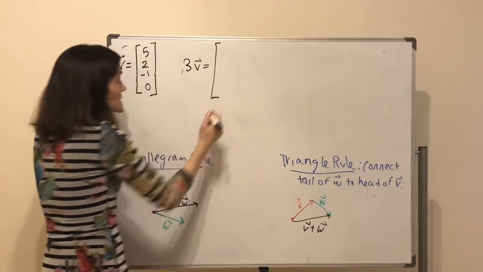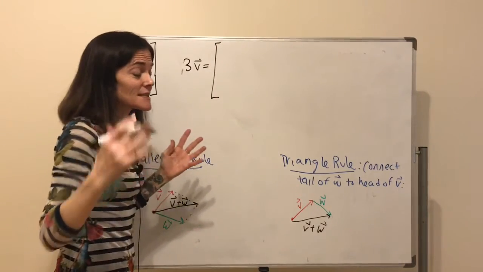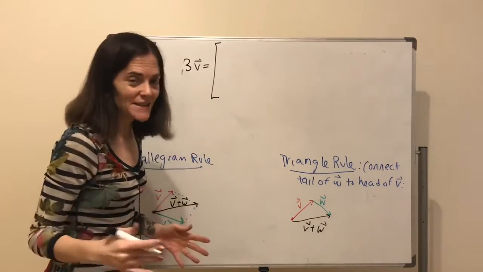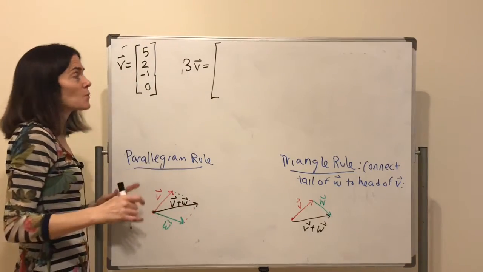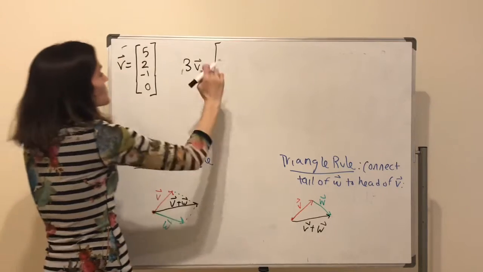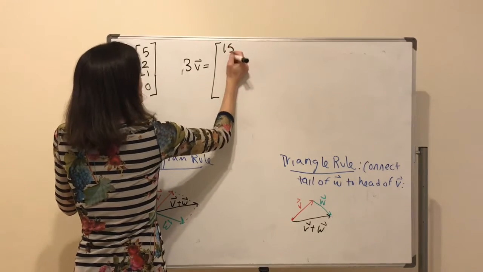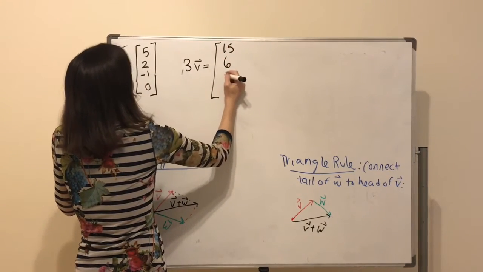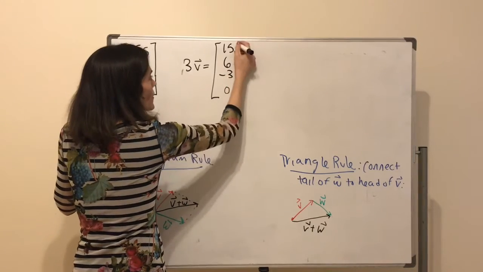This is just like a scalar multiplication of a matrix, the same type of operation, where this is a 4x1 matrix. So we would just multiply component-wise. This is 15, 6, minus 3, and 0.